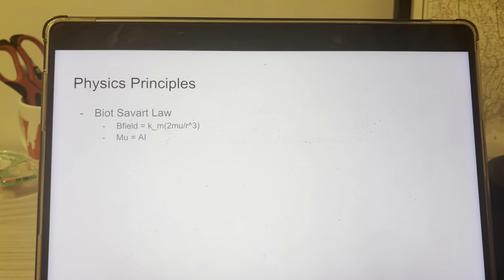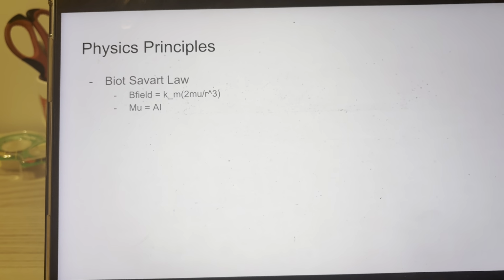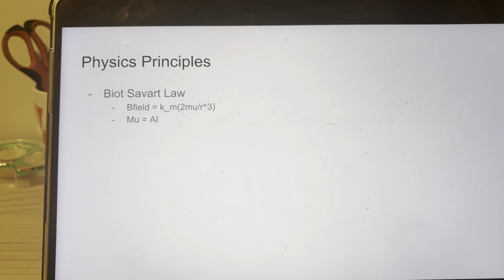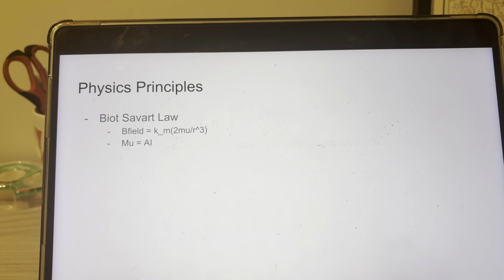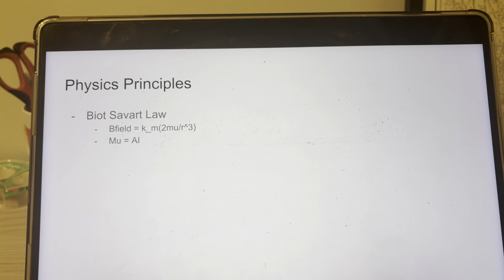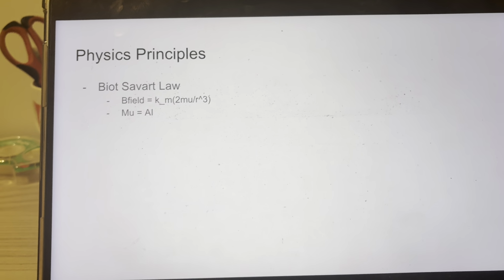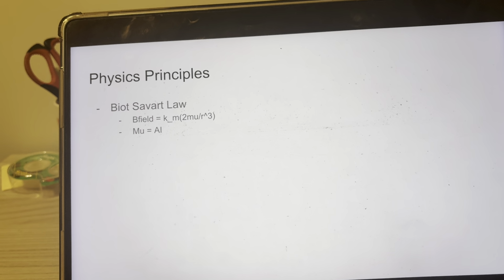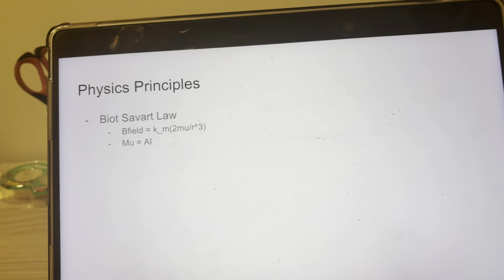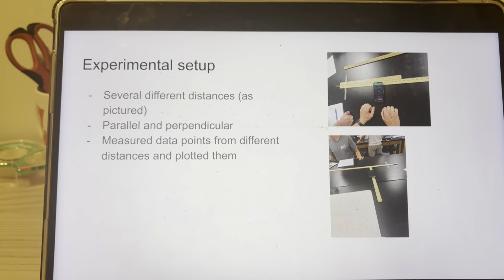That law is kind of the physics principle at play here. So the magnetic field is equal to K magnetic times 2 mu over R cubed. And the mu is the A times I, A vector times I. Anyway, oops. So this is kind of the experimental setup.